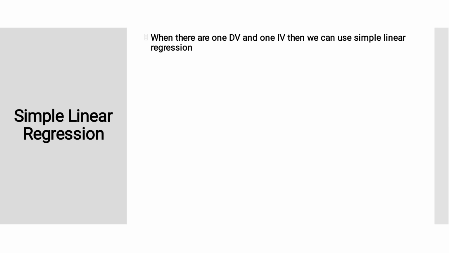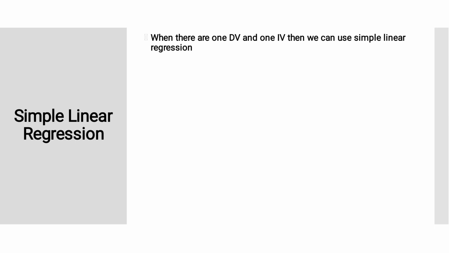If I say, let's say, customer satisfaction and brand loyalty. Here brand loyalty is the dependent variable and customer satisfaction is the independent variable. Here there are two variables. I can simply apply simple linear regression to predict brand loyalty with customer satisfaction, the independent variable, or I would like to check the impact of customer satisfaction on brand loyalty.